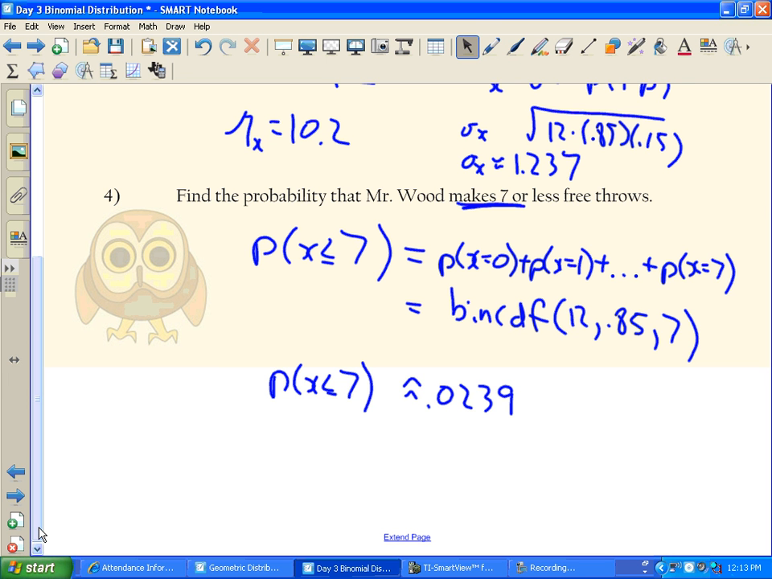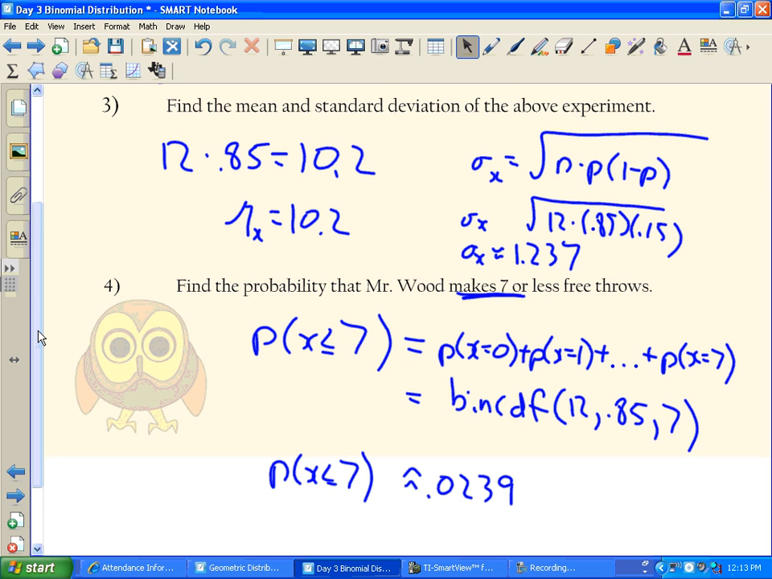People agree it's pretty low probability. 0.0239 is pretty low probability. And I'm talking about the probability that I make 7 or less. Does that probability make sense? Should it? And why? Yeah, how many should I make out of 12? 10.2. What's my standard deviation?